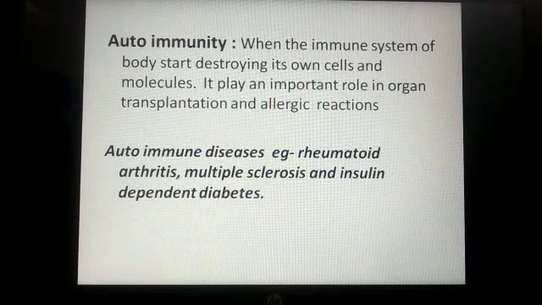Now, what is autoimmunity? This is a kind of disorder. When the immune system of the body starts destroying its own cells and molecules, it plays an important role in organ transplantation and allergic reactions. Autoimmune diseases, for example, are rheumatoid arthritis, multiple sclerosis, and insulin-dependent diabetes.